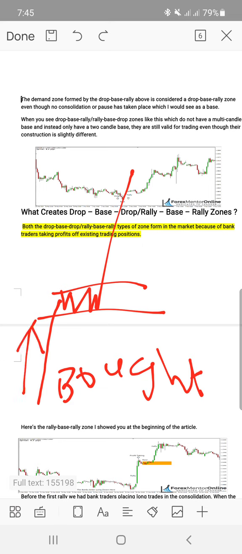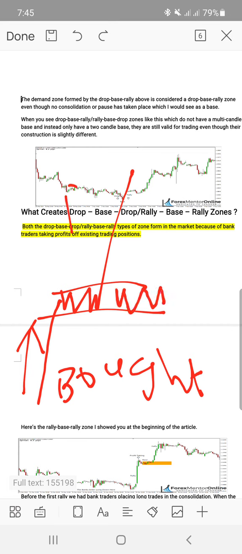Now, this consolidation means they are taking profits. You know what it is to take profit? It means to close some trades. So since they are closing some of their trades, the volatility in the market reduced. That is to say, there was no more money. That's why you see the market still ranging.